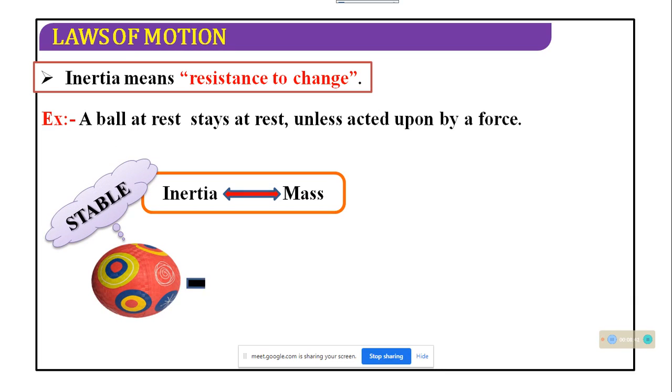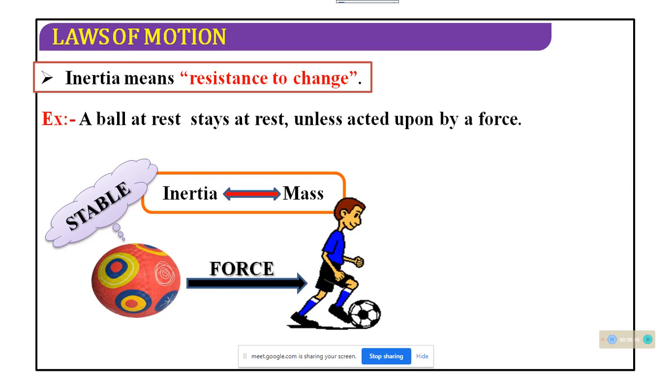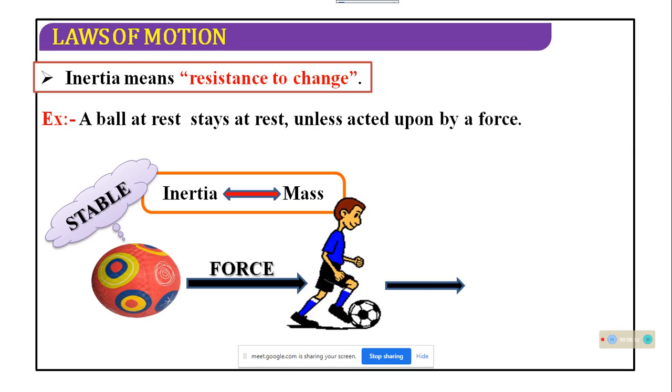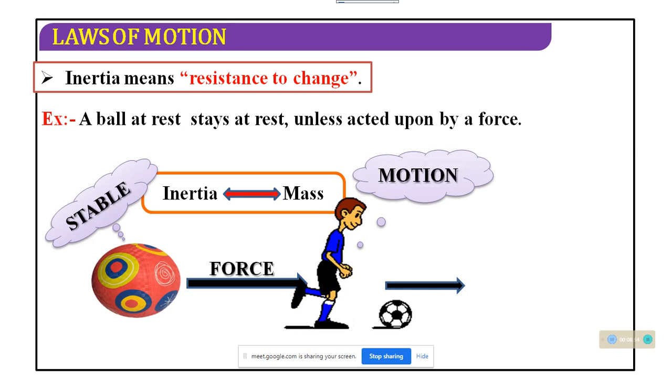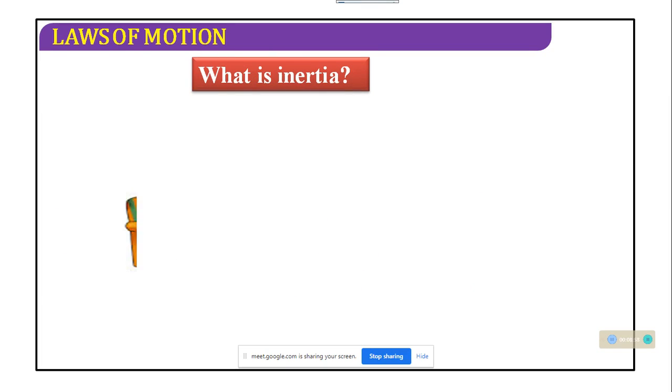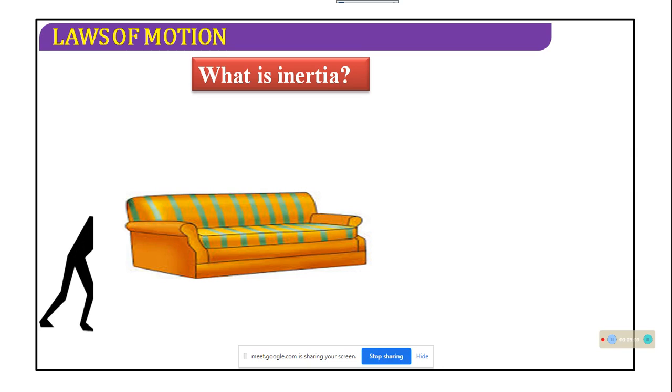Okay, this is stable. Force is given. The object is moving. Okay, and what happened? The object is in motion. What is inertia? This is at rest, and this is a sofa, and the sofa maintains its rest state.